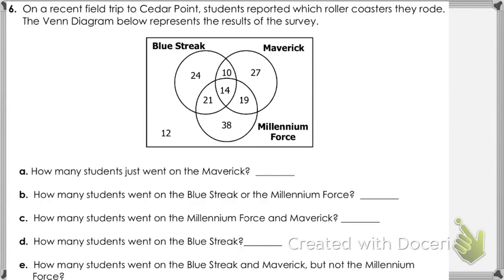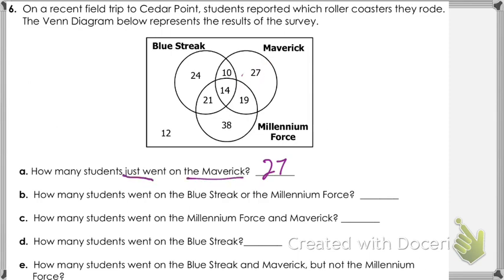Our last problem, on a recent trip to Cedar Point, the amusement park, talking about roller coasters. So talking about asking students which roller coasters they rode, or if they didn't ride any over here at 12. How many students just went on the Maverick? Nothing else? 27. So just the Maverick, okay?